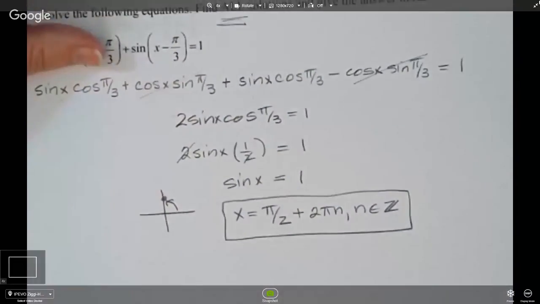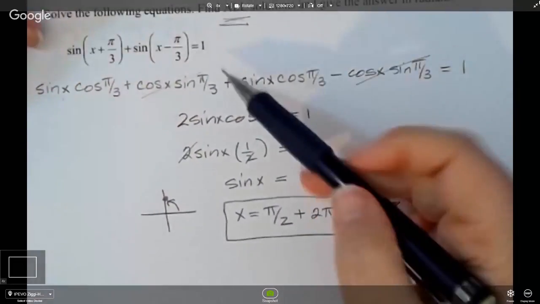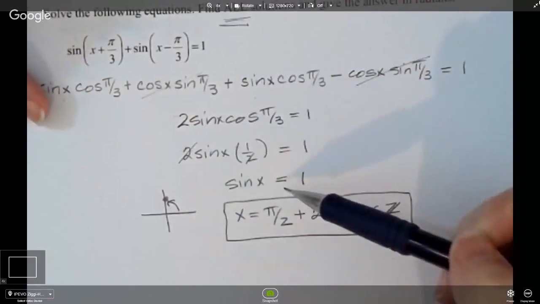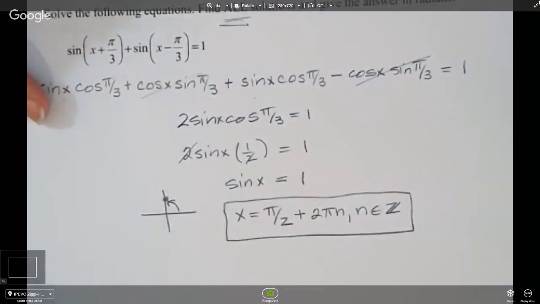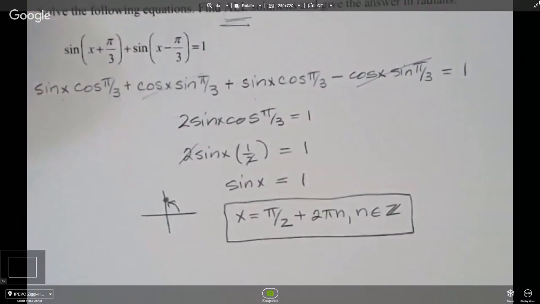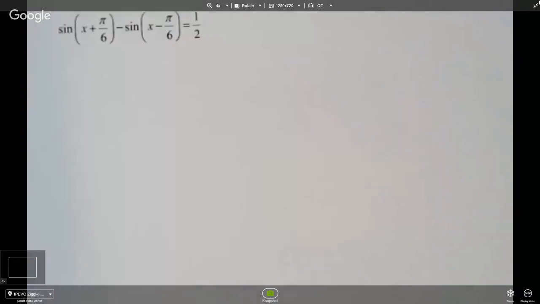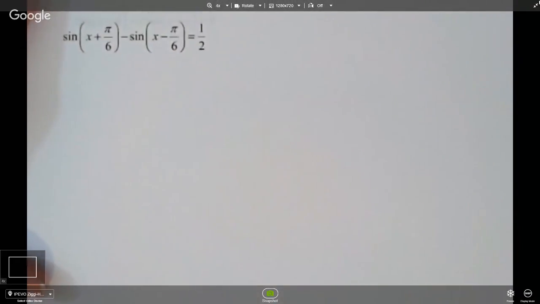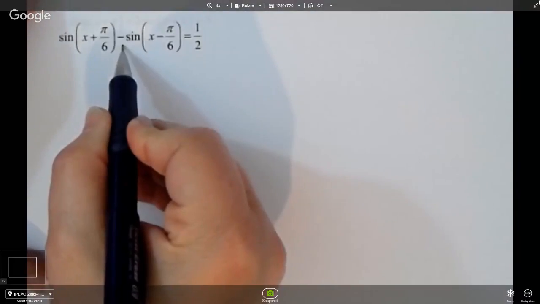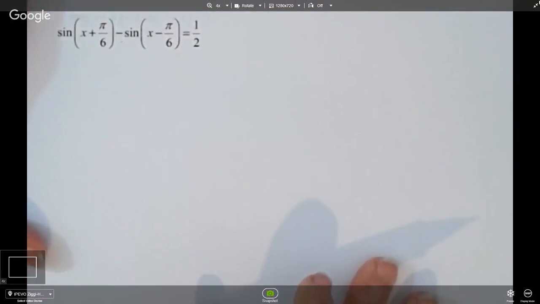Okay? Not too bad. So all of this craziness in this equation boils down to just a simple sine x equals 1. So they're really nice problems, and I like to do a couple of them here to get you comfortable with it. So here's another one. What's crazy about this one is this negative sign, and we need to watch out for that. That pesky negative will get us sometimes.